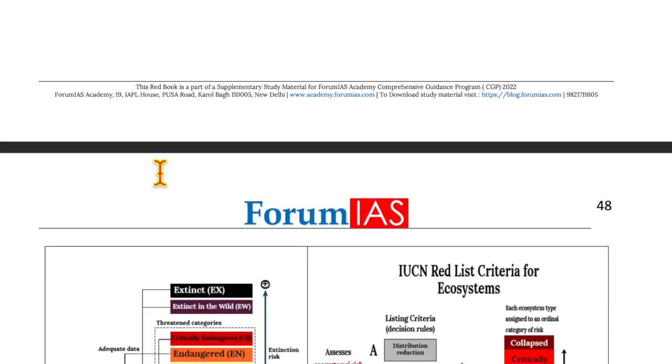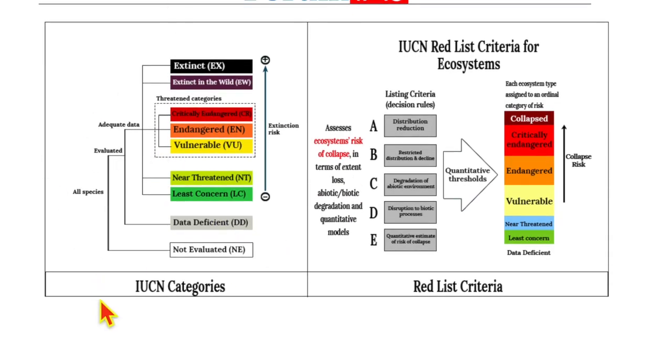no longer threatened. Now, the basic classification according to IUCN is not evaluated and evaluated. For evaluated, we have adequate data or data deficient species. Those species that we have adequate data for are classified as extinct, extinct in the wild, critically endangered, endangered, vulnerable, near threatened, and least concern.